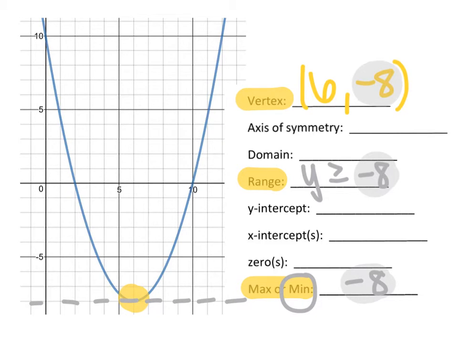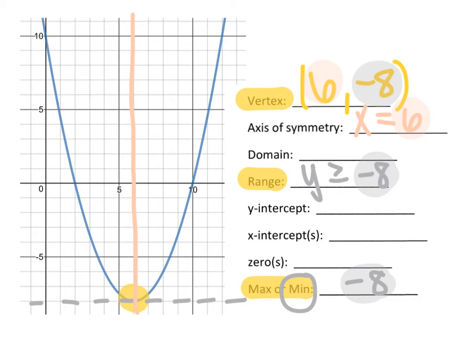So then I have my axis of symmetry. Well, my axis of symmetry is the line that goes through the middle of my graph and splits it in half. And it crosses the x-axis at 6. So the axis of symmetry is x equals 6. And I want you to note that my vertex went through 6 and my axis of symmetry went through 6. Again, that's on purpose. Those two are always going to be the same every time.